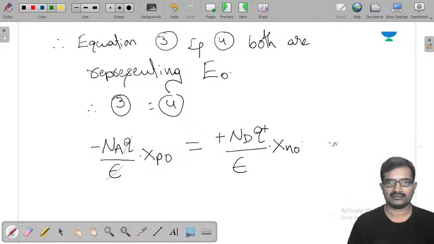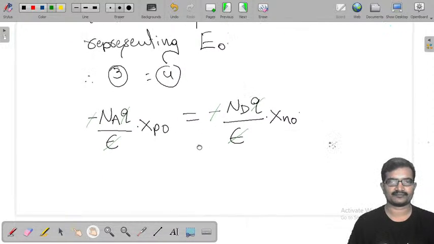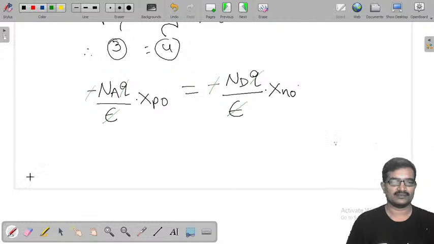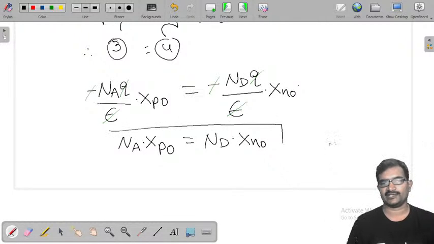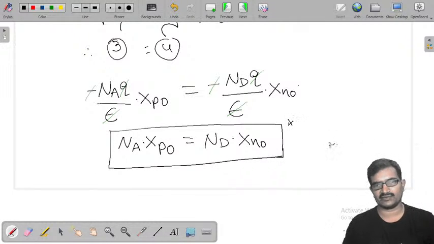Now I am simplifying this. Q by epsilon, Q by epsilon cancel. Sorry sir, it is minus, not positive, it is negative on both sides. Now this negative gets cancelled. Finally we have Na into xp naught equals Nd into xn naught. You can expect problems on this equation. So my dear students, please take a note of this equation. It is one of the important equations.